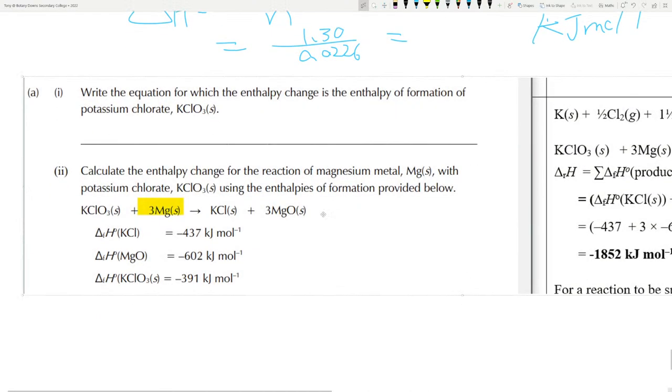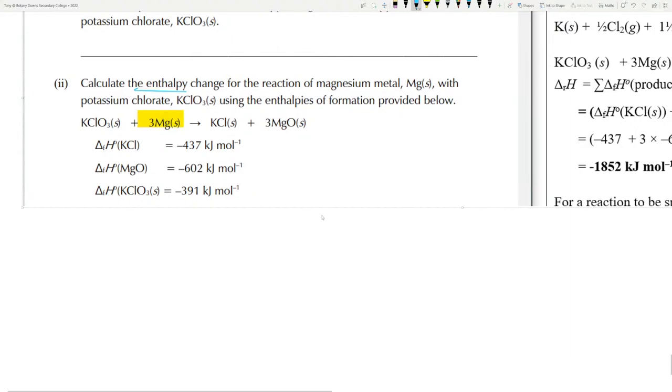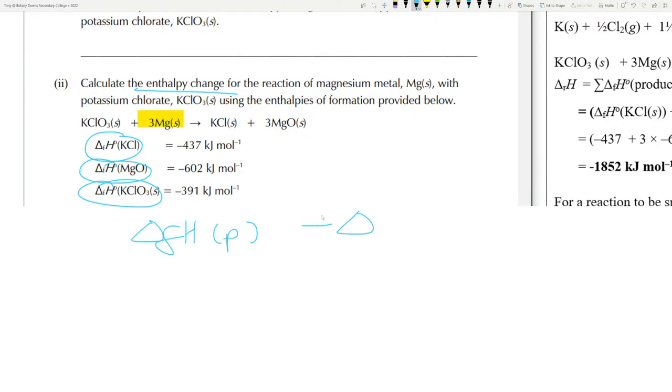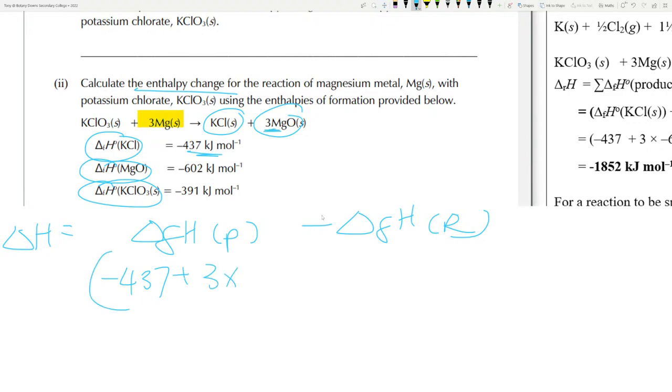Answers hide. Okay, so for number two, calculate the enthalpy change for the reaction. Now, when you get given the enthalpies of formation, you can just do the enthalpy of formation of the products minus the enthalpy of formation of the reactants. That gives the change of enthalpy. The products are this and this: negative 437 plus 3 times, because there are 3 moles of MgO, negative 602. That's your products. For the reactants, KClO3 is right here, so it's negative 391.